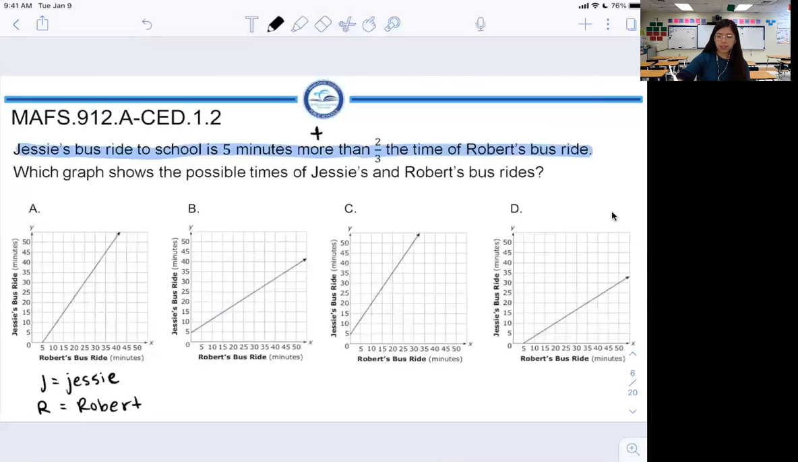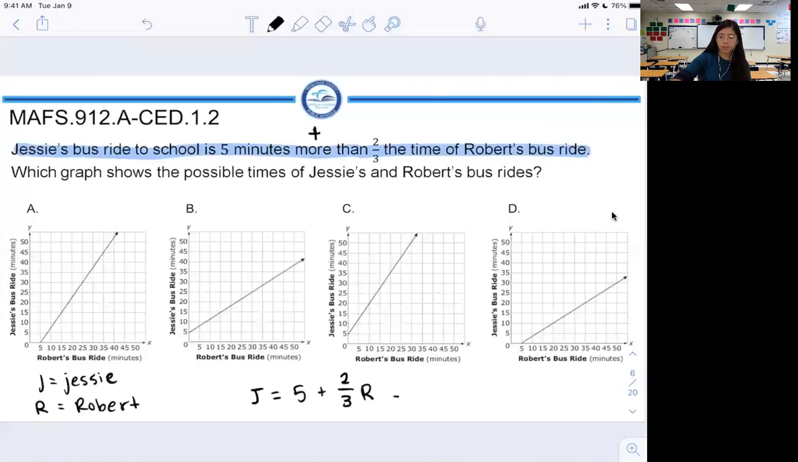So again, Jesse is 5 minutes more, so 5 plus 2/3 of Robert's bus ride. So here's my equation. J equals 5 plus 2/3 R. And I'm just going to rewrite that because we have some graphs, and these graphs are linear. So I can rewrite this using y equals mx plus b. So this would be J equals 2/3 R plus 5.